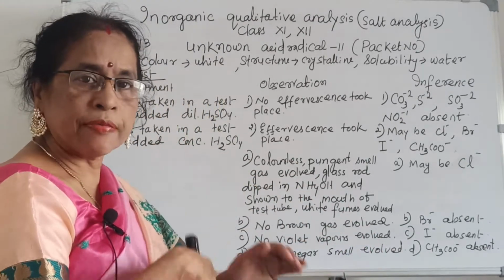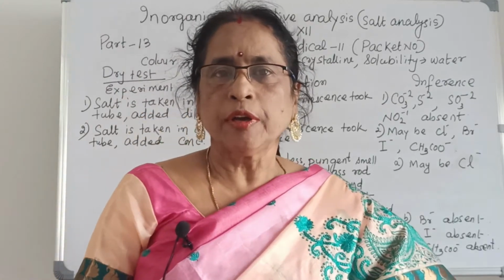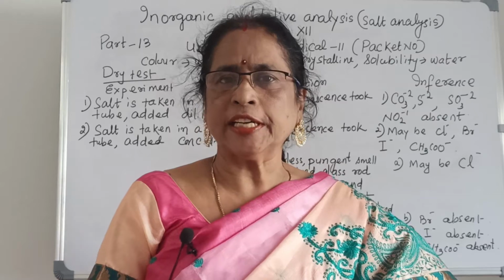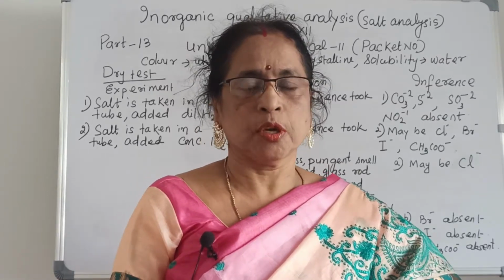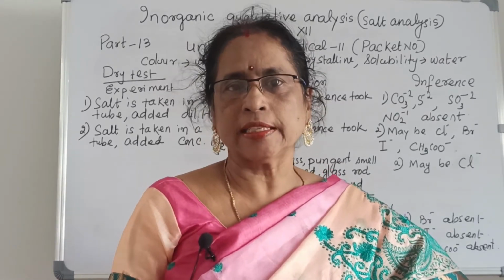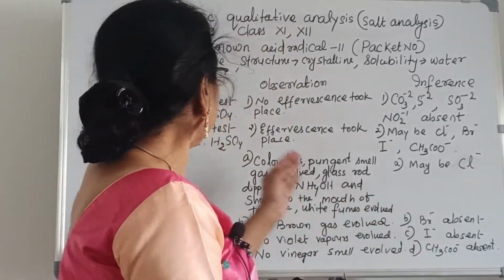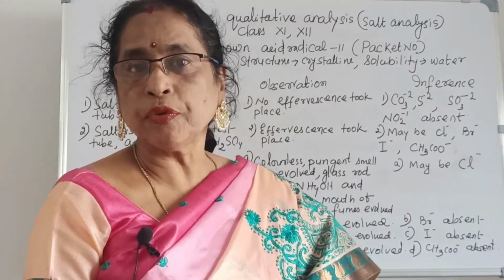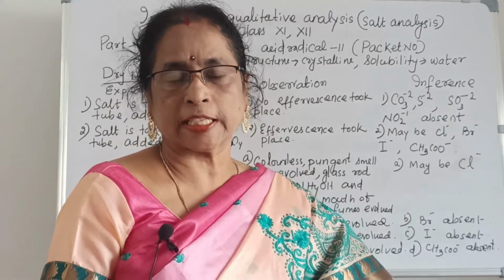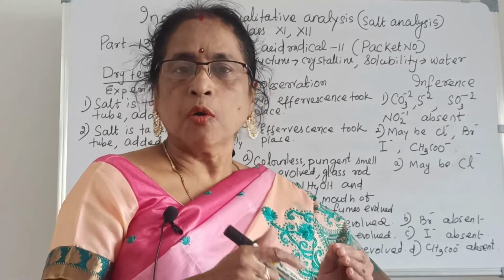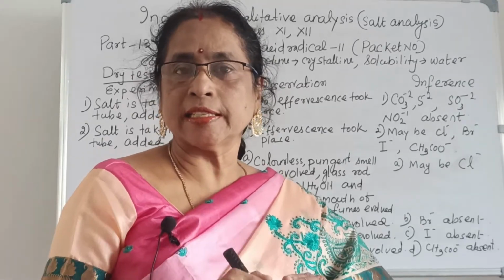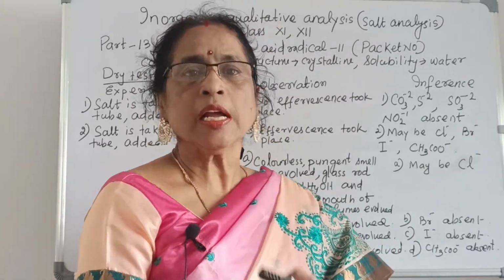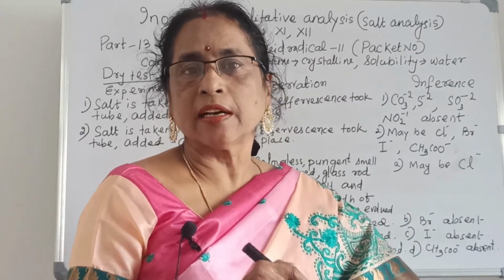After physical examination, we will proceed to the dry test and the wet test. What are the dry test and the wet test? The dry test concludes which acid radical it may be. After the dry test, we go to the wet test. The wet test means the confirmatory test, where we see that yes, this acid radical is confirmed. In the dry test, we conclude that one acid radical may be present.